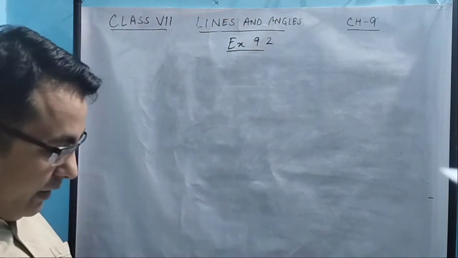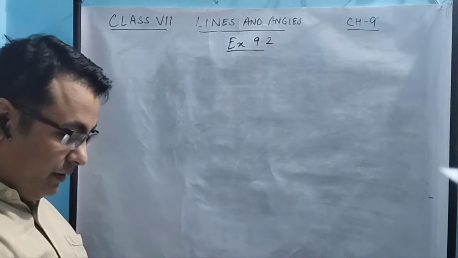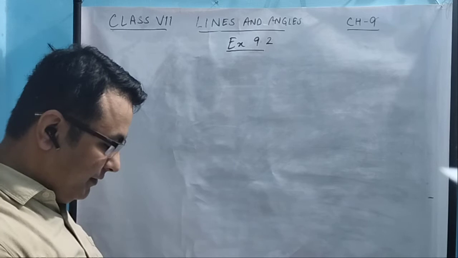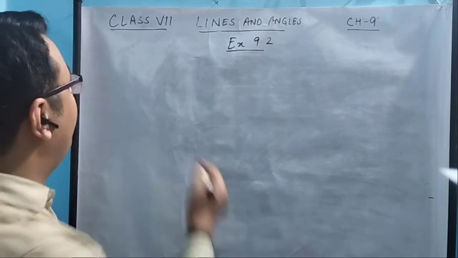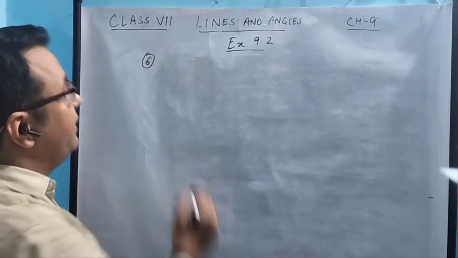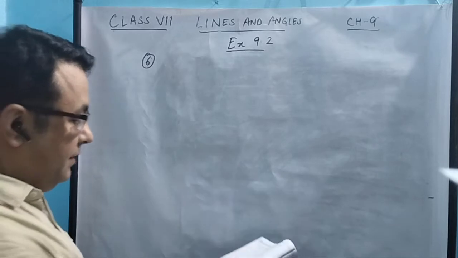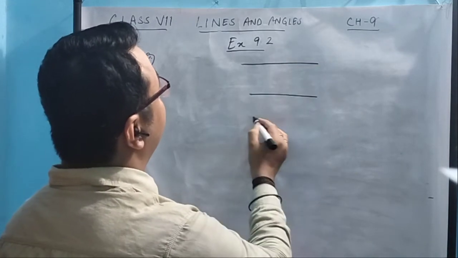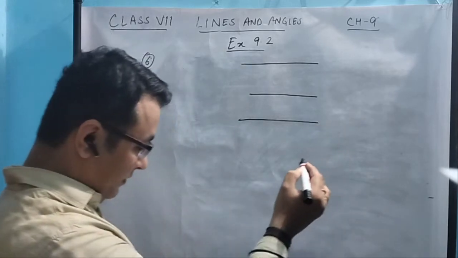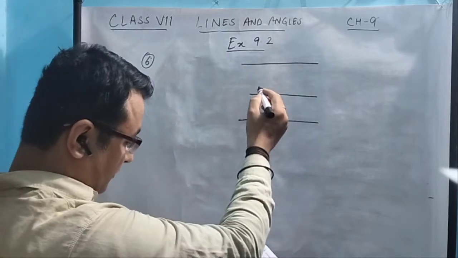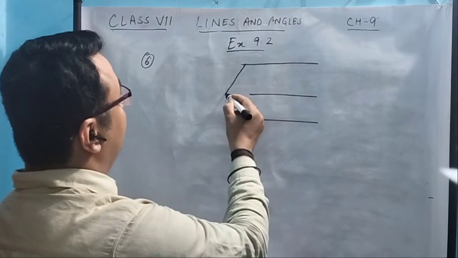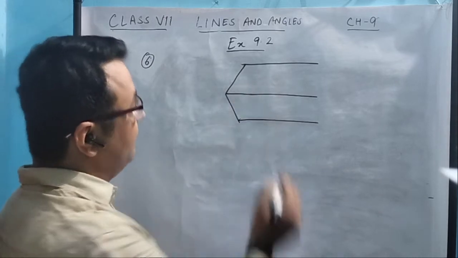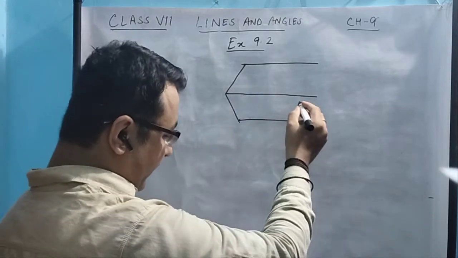Now let's move to the next question. Let's see question number 6. One of the very important questions of this exercise. Three parallel lines are given and they are joined like this. These three are parallel lines.